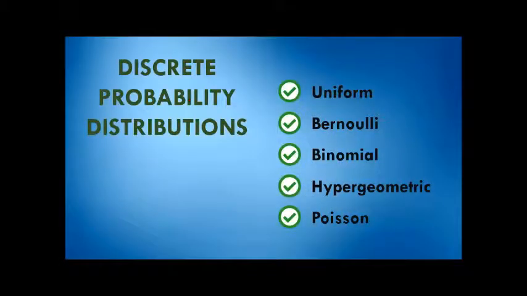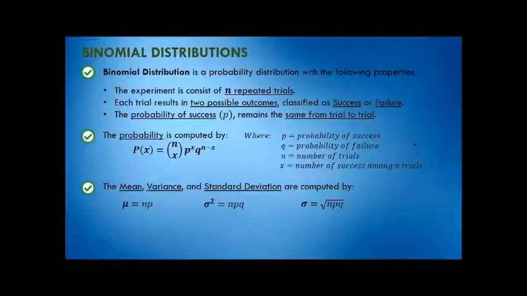This is the continuation of the lessons for discrete probability distributions. We have the third one, which is the binomial distribution. These are the things we need to know about binomial distribution. Binomial distribution is a probability distribution with the following properties. Number one, the experiment consists of n repeated trials.